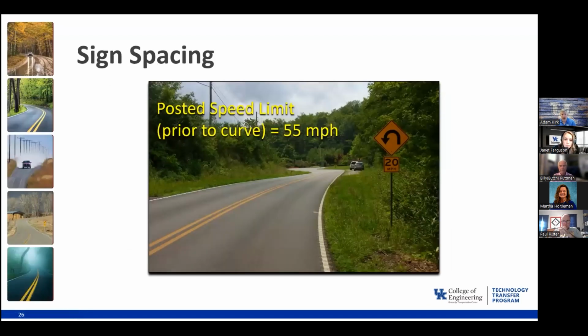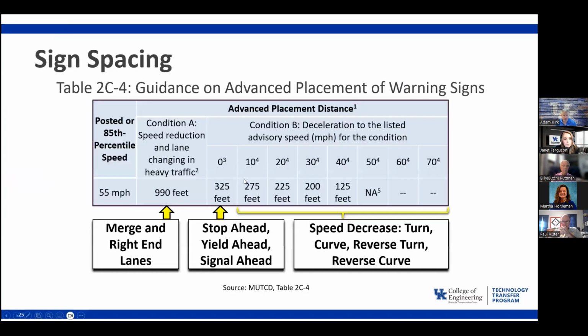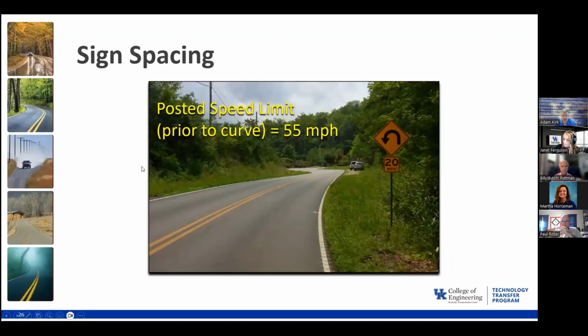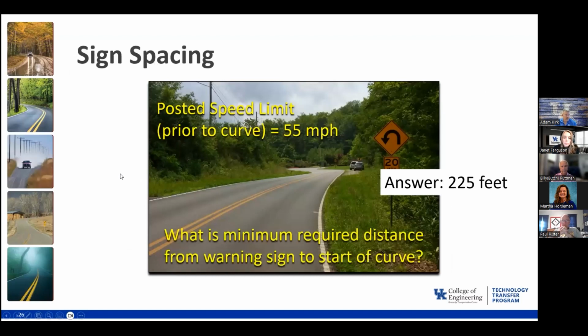Here we've got a speed limit posted at 55 miles an hour prior to the curve, and we've got a 20 mile an hour advisory speed. You can see from that sign we've got an intersection up here, but this curve really comes all the way around, so it's a really sharp curve. How far in advance do we need to put that sign? We can come back to our table. We've got 55 miles an hour and we're going down to 20. So I come over to my advisory speed of 20, and I would need to be 225 feet in advance of that. That's how we can use these signs.